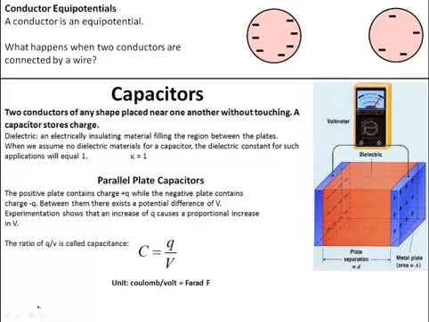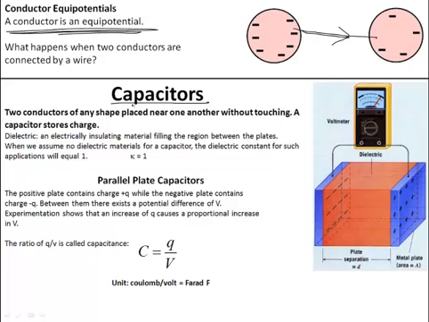Conductor equipotentials. A conductor's surface is at an equipotential. So what happens when two conductors are connected to a wire? If I connect those two, which one's got more charge, the one on the left or the one on the right? The one on the left. So what happens to the charges if I connect them with a wire? Yeah, they'll balance out. So these ones will move over there. That's all you need to know there. Pretty straightforward stuff.